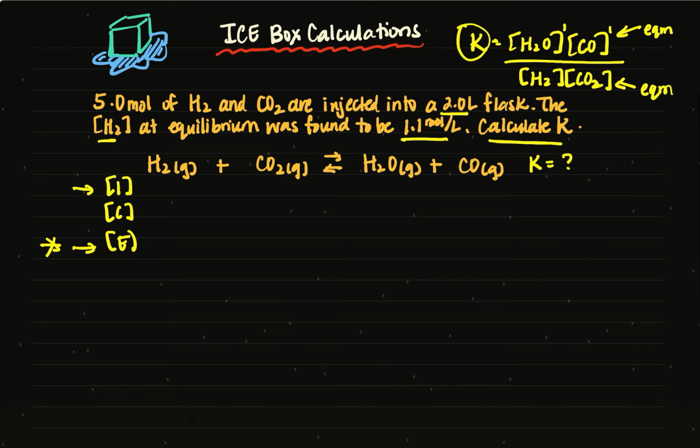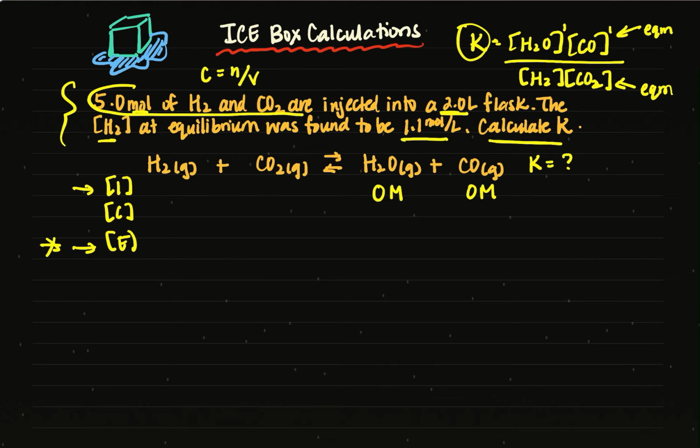So if I go to my equation, initially, if I go to the products, it doesn't tell me anything about the products here. We can assume that at the very start of a reaction, products have a concentration of 0 moles per liter, because the reaction hasn't really started yet, right? Now, initially, the hydrogen and carbon dioxide, it tells me there's 5 moles injected into a 2-liter flask. Again, these are concentrations we're dealing with, so we do need to use our formula, concentration equals moles divided by volume, to change these values into concentrations.